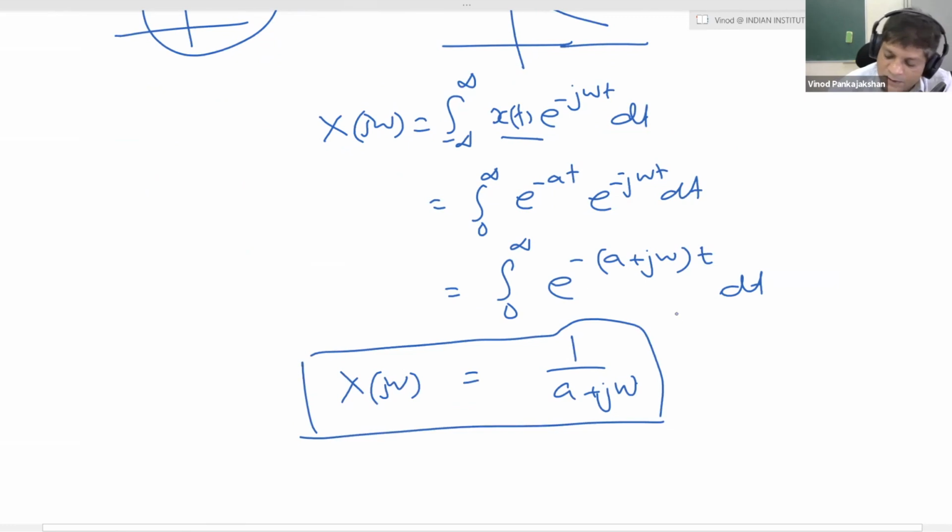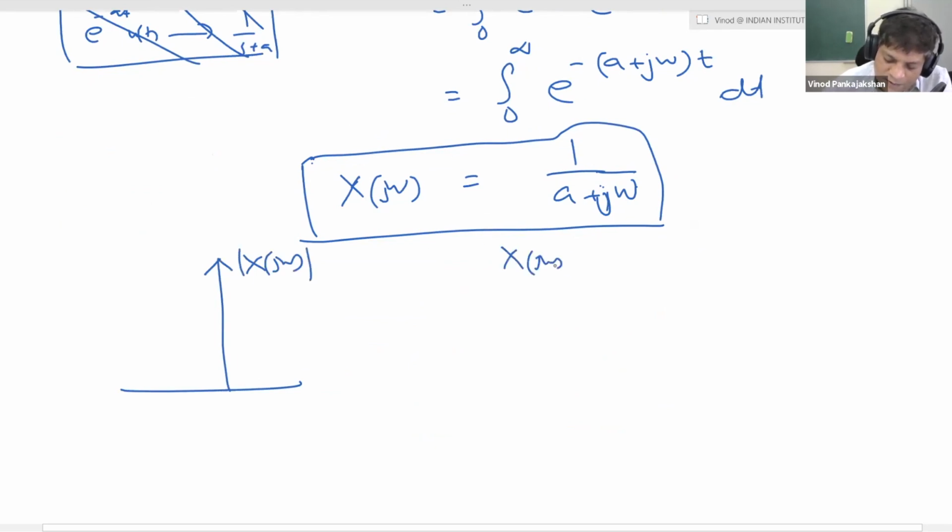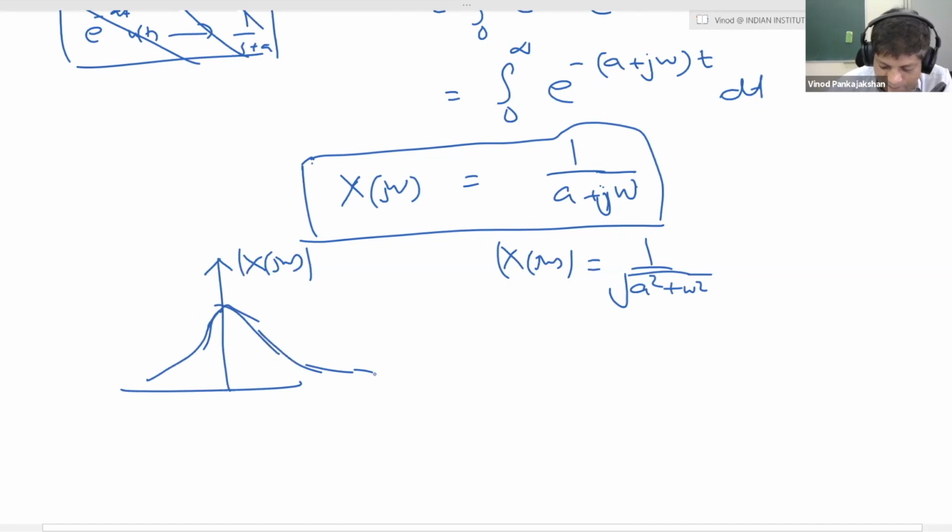If you do this integration, you will get this. So this is the Fourier transform of the signal, or the spectrum of the signal. Now, if you want to sketch the spectrum of the signal, this is a complex valued function of ω, so we have to sketch the magnitude and phase separately. What will be the shape of the magnitude spectrum? Is |X(jω)| equal to 1 upon the square root of a squared plus ω squared? That is the magnitude. If you sketch that, it is something like this. This is the shape of that function.